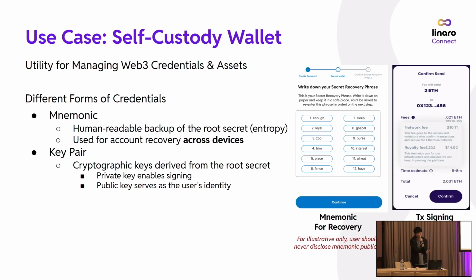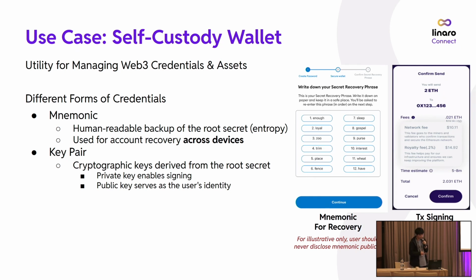Following this basic setup, we have our first use case, which is called the self-custody wallet. The wallet is a kind of utility for the user to manage their Web3 credentials and assets. Typically, a wallet helps the user generate multiple key pairs, but all those key pairs are derived in a deterministic way based on a root secret, which we call entropy.